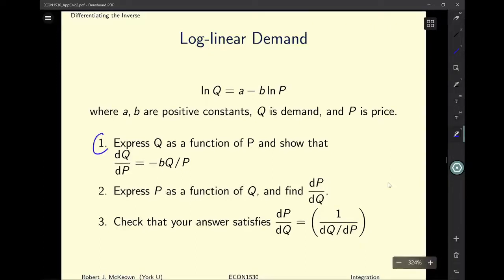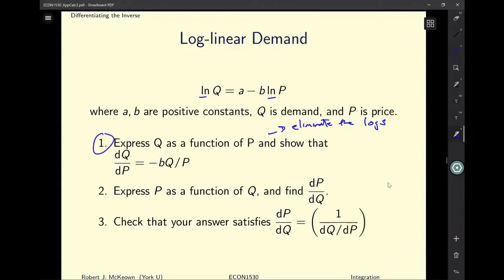And we're going to start with part one. Part one's always a good place to start. Notice that we have log linear demand. So we got logs here. The question wants us essentially to express Q as a function of P. So it's really saying, eliminate the logs. So let's do that.